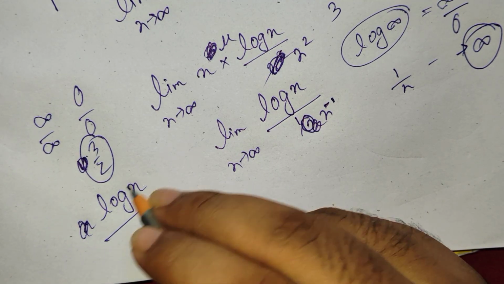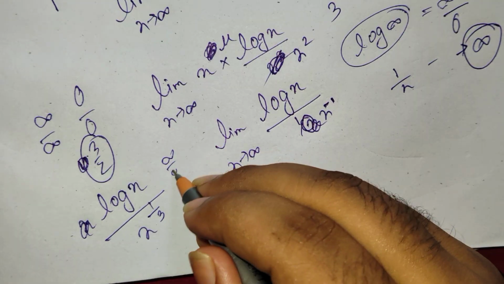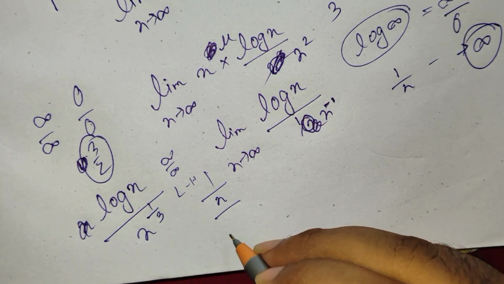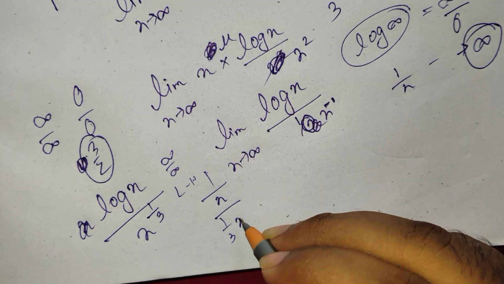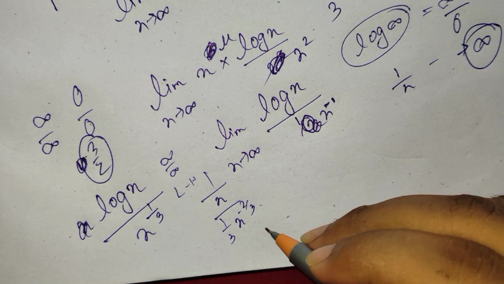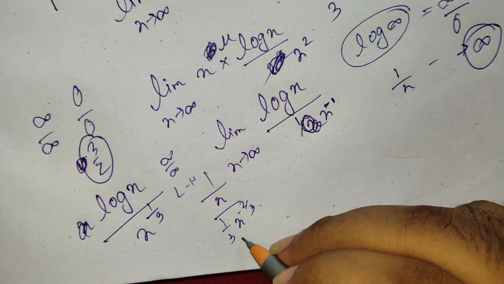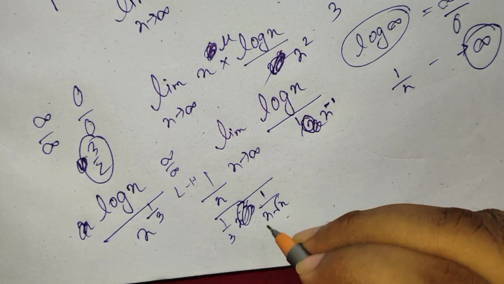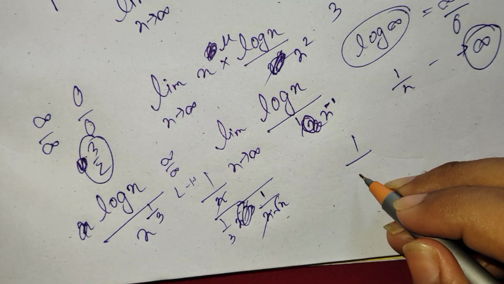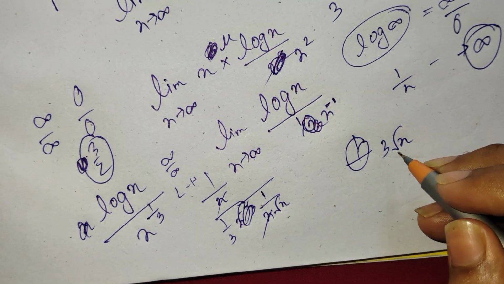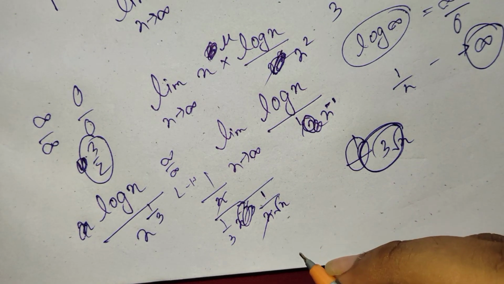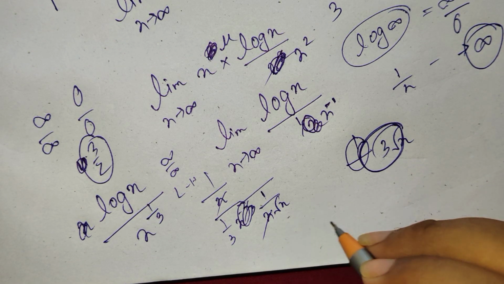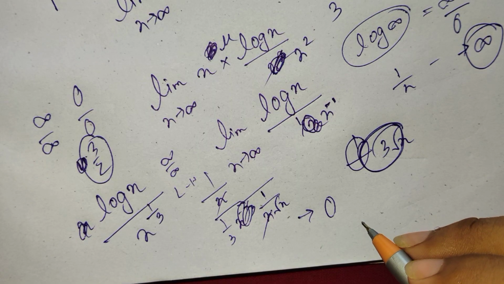Now it is basically infinity by infinity format, and this is 1 by x if we are using L'Hospital's rule. This is 1/3 x to the power 1/3 minus, which is 2 by 3. Now if we put it in, this is 1 by x root x, x will be cancelled out. This is 1 by basically 3 root x. So you can see here the answer is tending to 0.